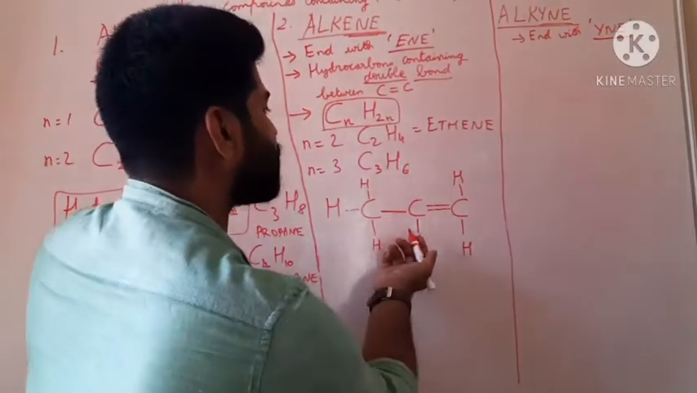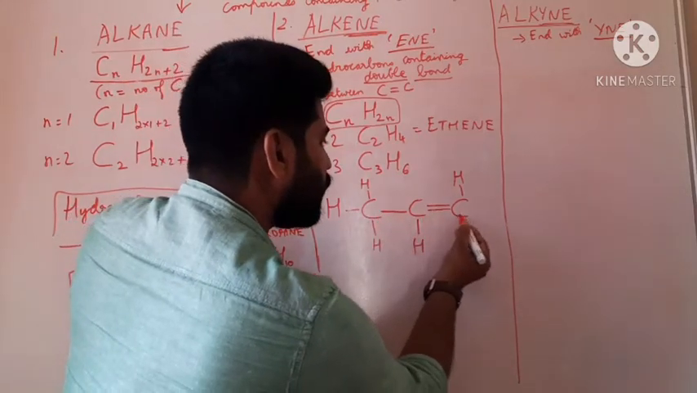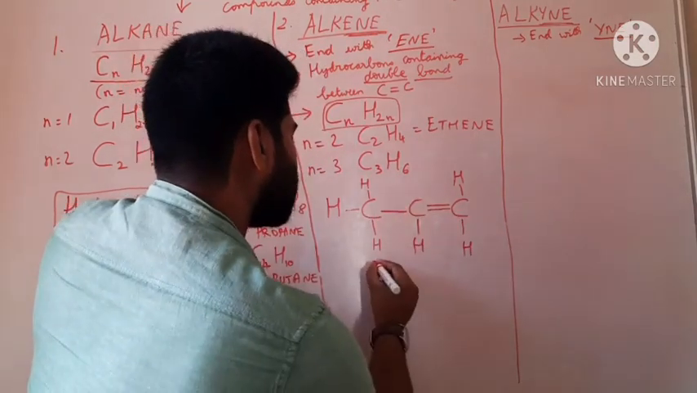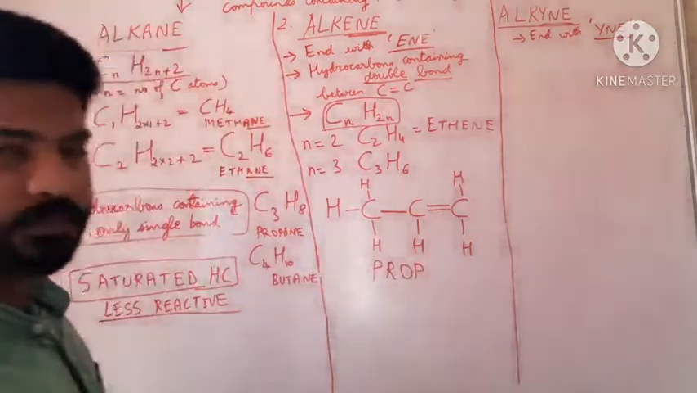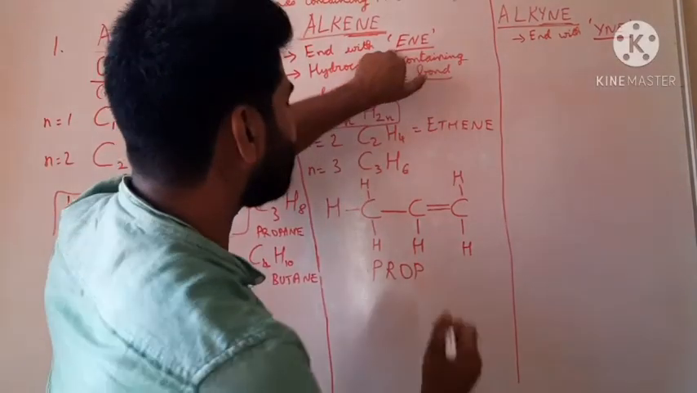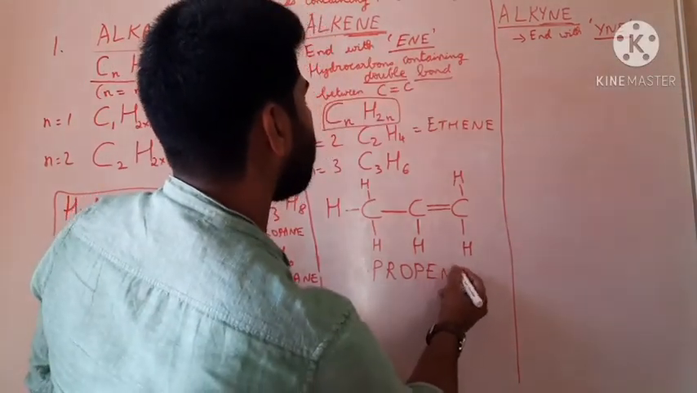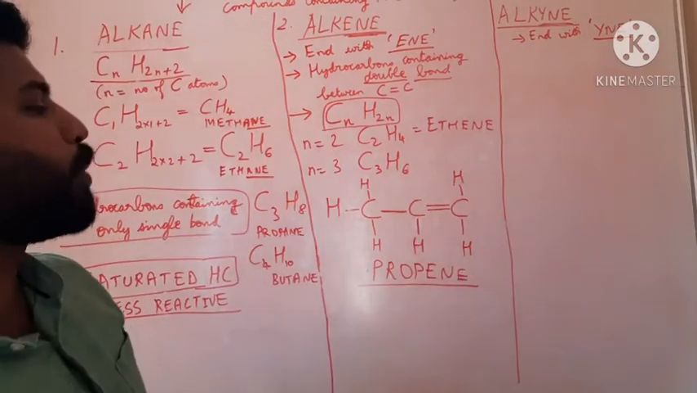So writing of structures is very easy. What would be the name of this alkene? Because there are 1, 2, 3 carbon atoms, 3 carbon atoms means the name will begin with prop. And because it is an alkene, the name will end with ene. The name of this hydrocarbon will be propene.